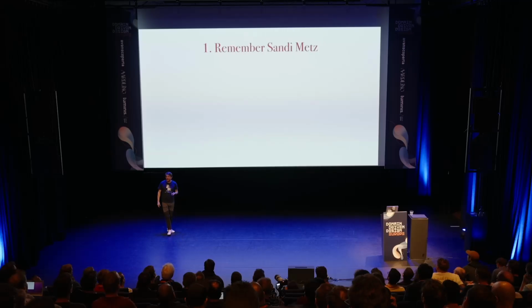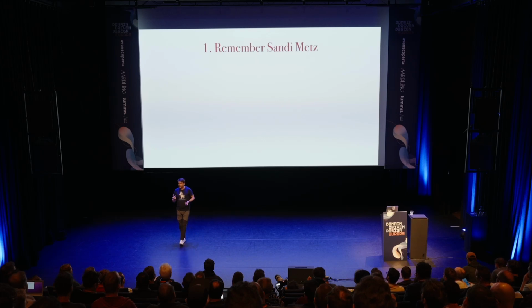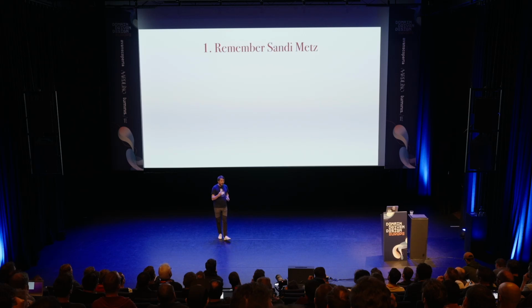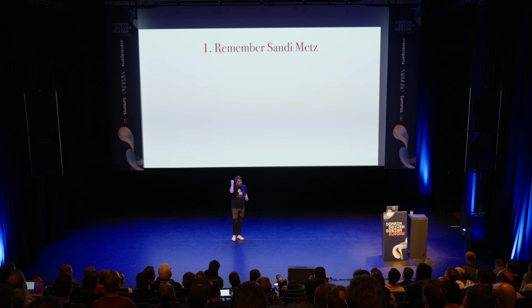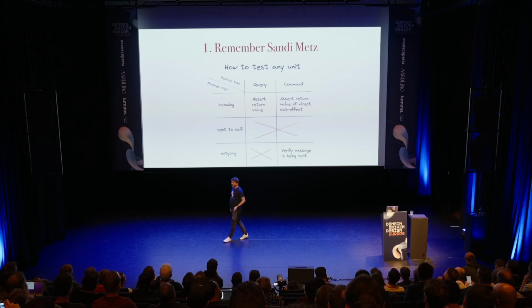But steps to figuring out what to test. Three steps. First, remember Sandy Metz. And if you really want to remember her name, I will do a mind trick with you. This is an invitation for you. If you really want to remember her name, when I count to three, you say her name, and you get different synapses connected in your brain. So this is an invitation for you just to remember her name. One, two, three, Sandy Metz. Remember this, super useful.